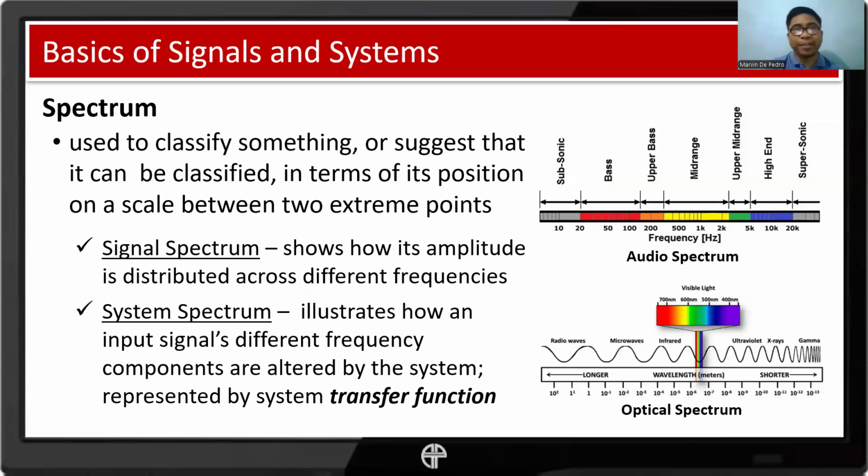You're going to see that in a while. The system spectrum illustrates how an input signal's different frequency components are altered by the system, and it is represented by the transfer function. That's another key concept that we are going to discuss in a lot of other portions in this course.